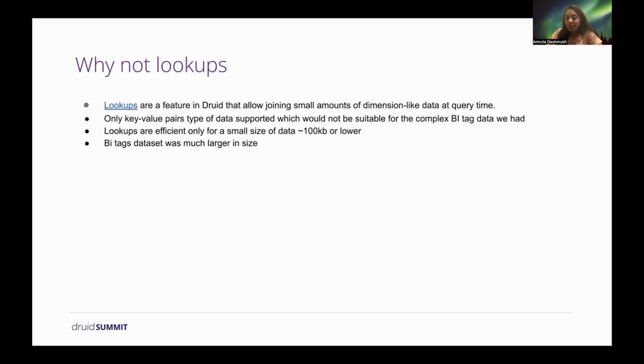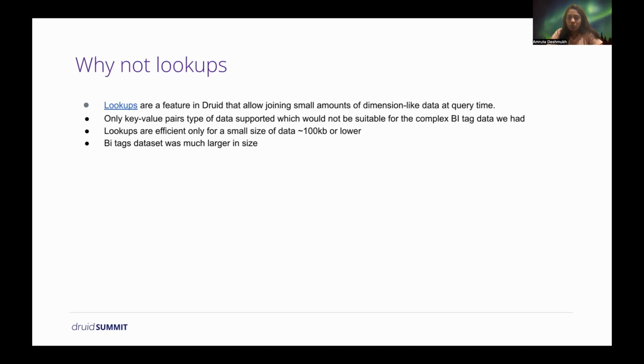Lookups are a feature in Druid that allow you to join small amounts of dimension-like data at query time. Lookups are very lightweight, and they only support key value pairs, which can be inline. So basically, you could just have a key and then a value. This inline data source is then passed to Druid with a query, or it's globally cached across all of your querying servers.